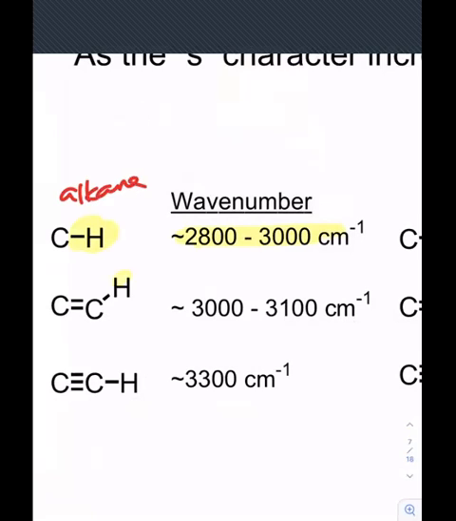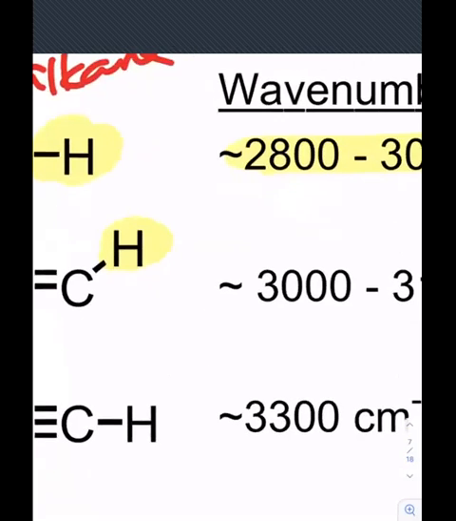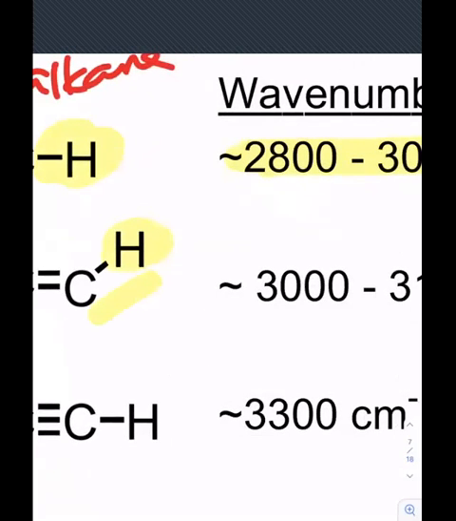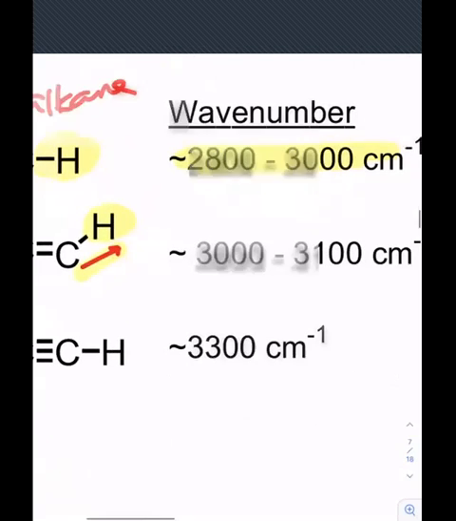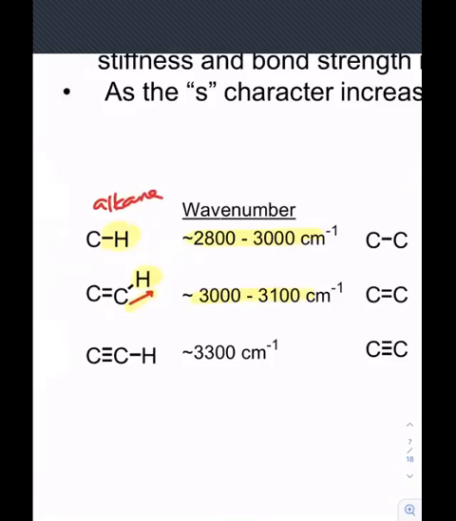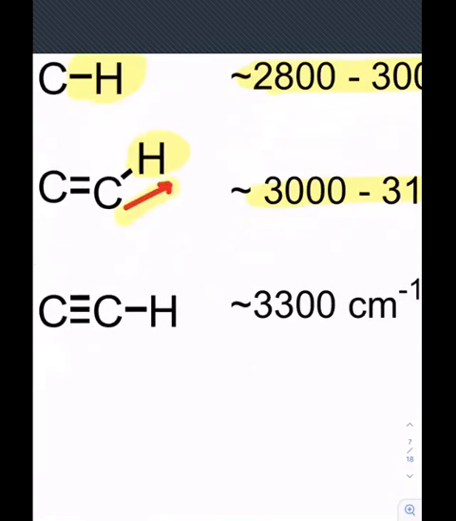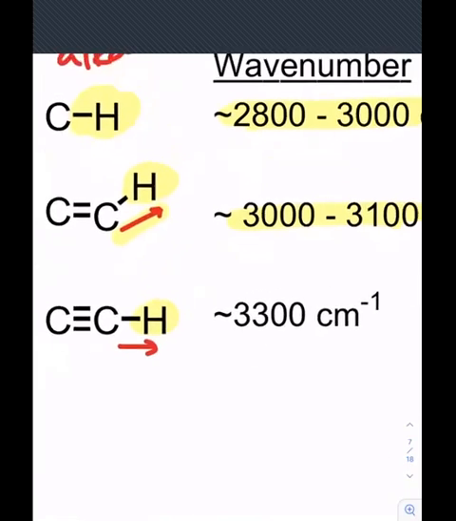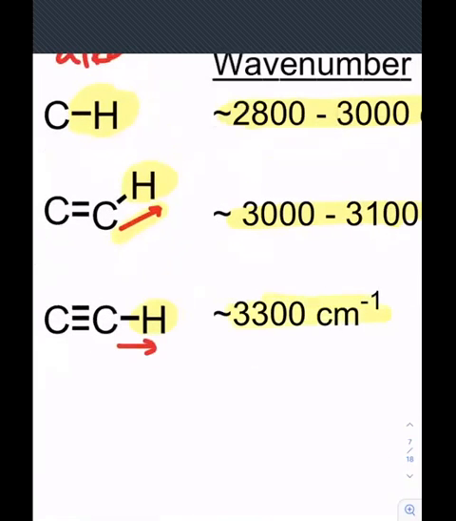Then you can have an alkene CH stretch. And what that is, is this carbon-hydrogen bond just stretching away from the carbon, back and forth, right? That shows up here between 3,000 and 3,100. And then the alkyne stretch, same thing. This hydrogen is pulling away from carbon, and that stretches at 3,300. If you notice, the intensity is increasing because for the alkyne, this is sp hybridized.